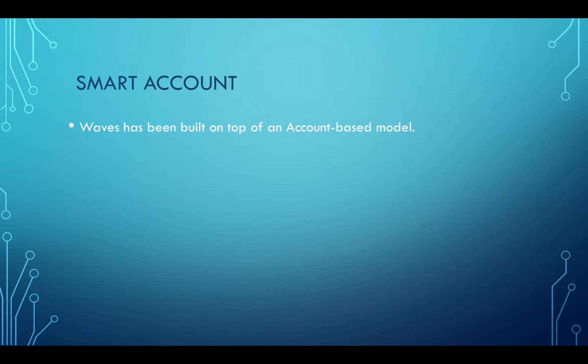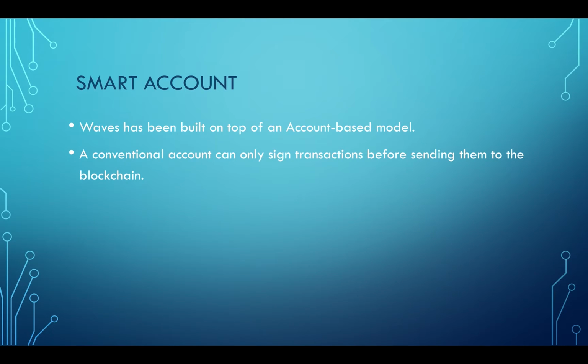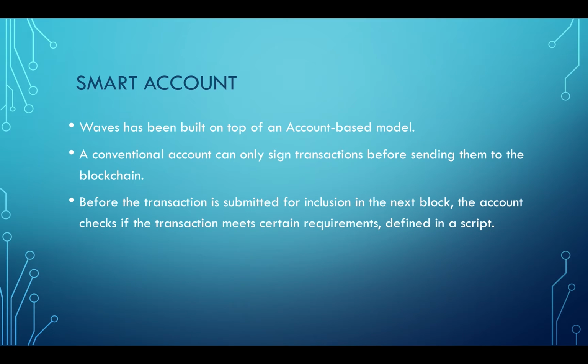Waves has been built on top of an account-based model, the same as in Ethereum. The main difference here, guys, between the smart account and normal account is that the normal account can only sign transactions before sending them to the blockchain. But the main idea of smart account is the following. Before the transaction is submitted for inclusion in the next block, this account checks if the transaction meets certain requirements, which is defined in a script. This script is attached to the account, so the account can validate every transaction before confirming it.